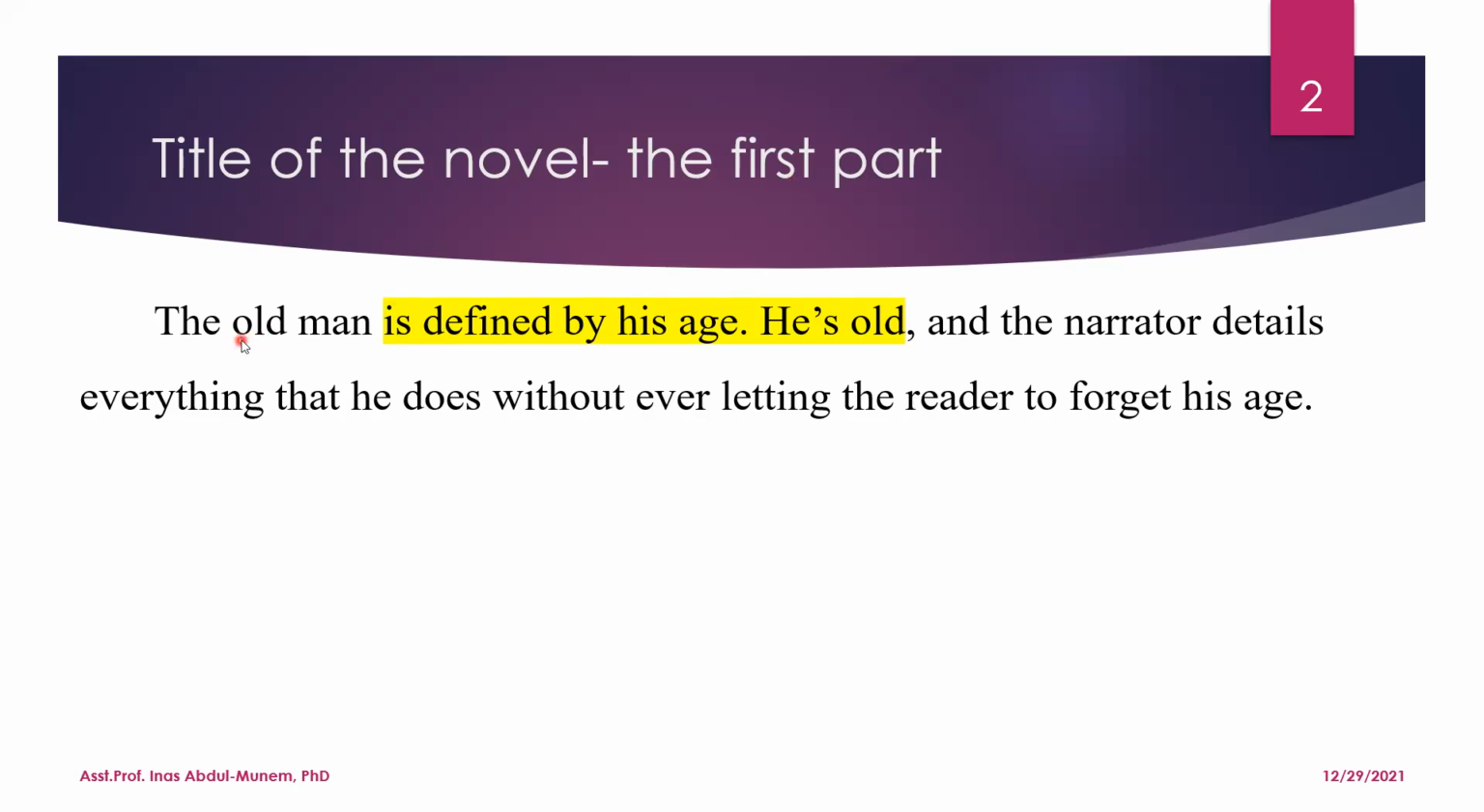Here the Old Man is defined when you want to know this character. As you have read the first 12 pages, or maybe more, maybe less, the first thing we have noticed on page number 1 is his age, that he's old. He is defined by his age. He is old. And the narrator details everything that he does without ever letting the reader forget his age. It means that the narrator gives us many details to show, to prove, to emphasize the age of the old man. So he does not let the reader forget this point, that he is old.